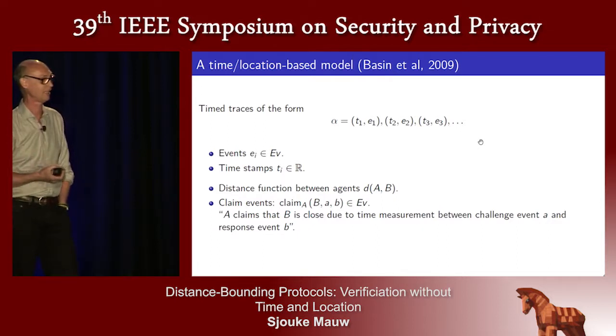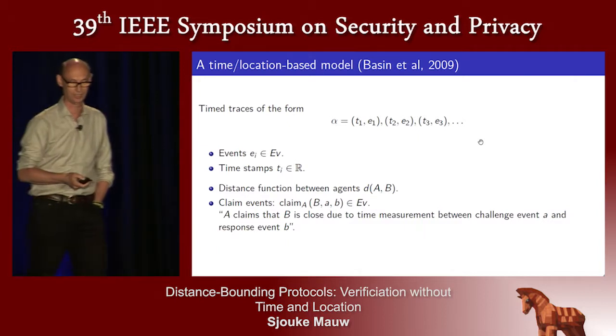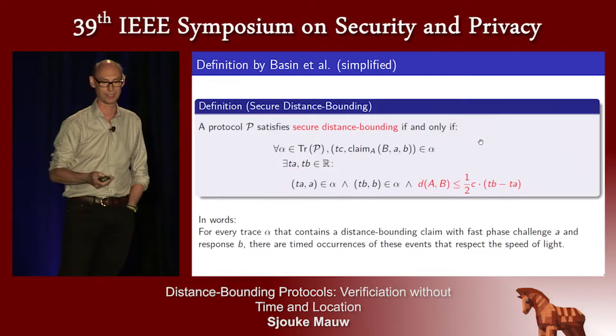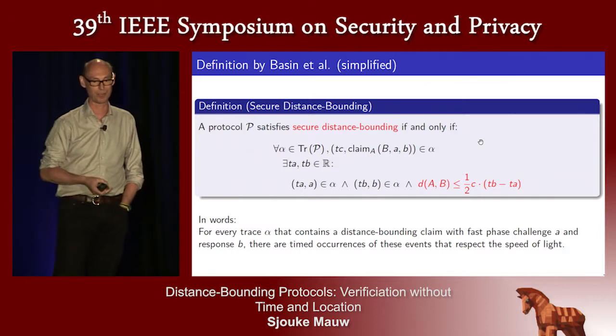And formally it states party A has reached its end of the protocol, and it concludes that party B is close enough to him based on the observation of sending the challenge, which is event a, and receiving the response, which is event b. So that's all you need to know of this model in order to appreciate the formal definition that they gave. Of course, I simplified everything as much as possible. And the model of Basin et al.